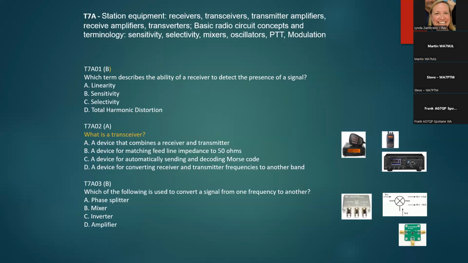A2, what is a transceiver? Well, you think about the devices that you have, a transmitter and a receiver. You put those together, you get a transceiver. So that's a box that is combining a transmitter and a receiver.